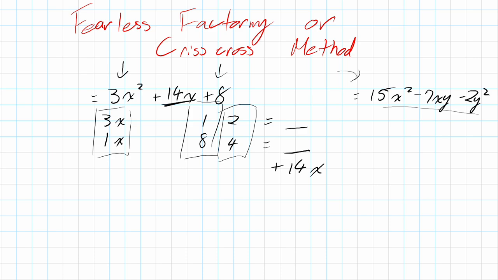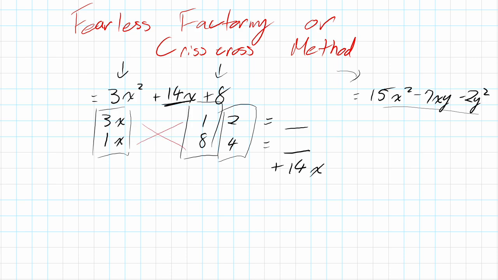So when we do some testing here, I'm just going to go straight across. 3x, we'll do this in red. 3x times 1 gives me 3x. And 1x times 8 gives me 8x. I add those together, 8x and 3x, that's actually 11x. So that doesn't work out. Let's take those away.